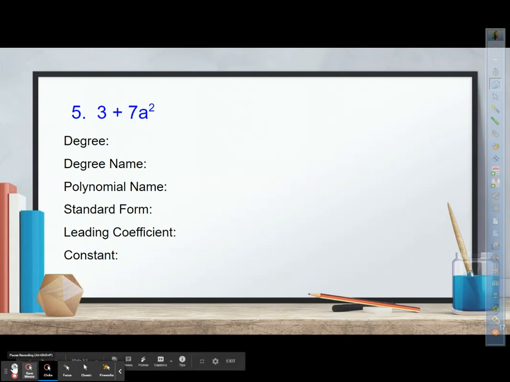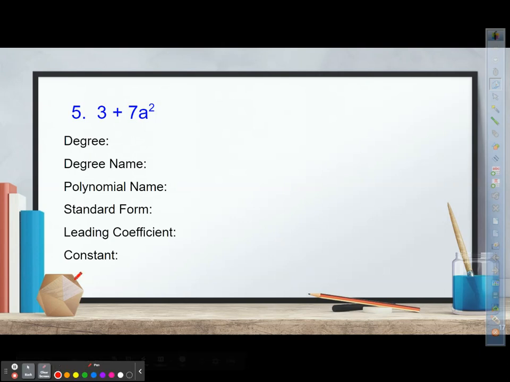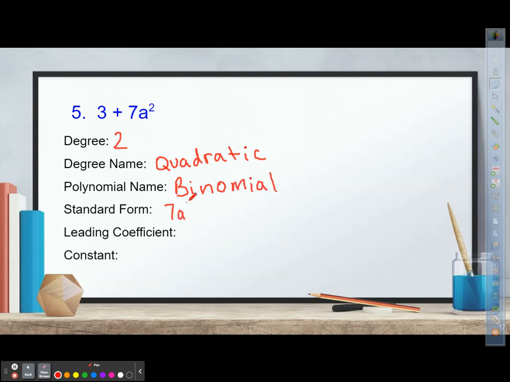Kaden, what did you and your partner get for the degree? 2. And what about the degree name? Quadratic. Okay, and then Hayden, what did you and your partner get for the polynomial name? Binomial. And Hunter, what did you and your partner get for standard form? 7a squared plus 3. And Allison, what did you and your partner get for the leading coefficient? 7. And Austin, what did you and your partner get for the constant? 3. Perfect. All right, let's go to the next one.